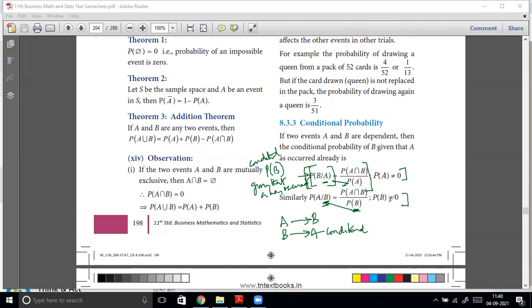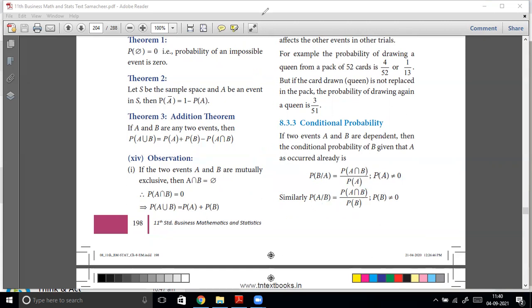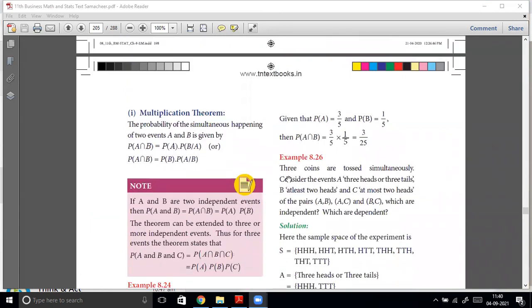So P of B given A is P of A intersection B divided by P of A. P of A given B is equal to P of A intersection B divided by P of B. Very simple thing to remember. Now let us go to the multiplication theorem.